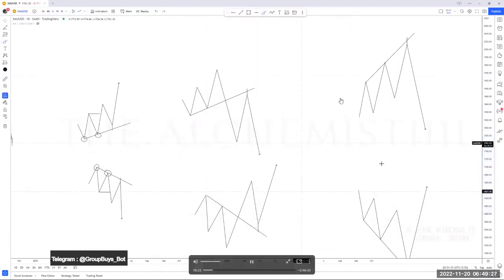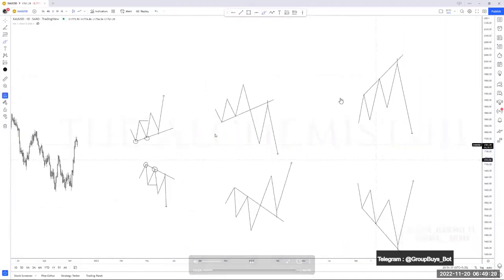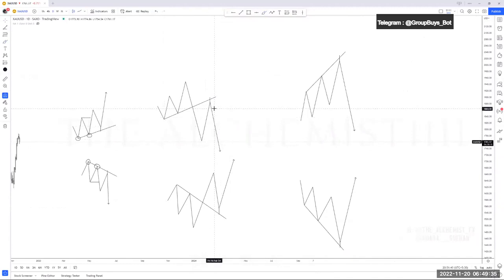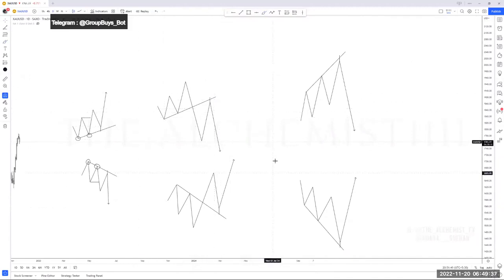Okay, remember, we're not using trend lines alone. We will be using a combination of a bunch of things, right? A combination of structure, support and resistance and all of that. Not alone.